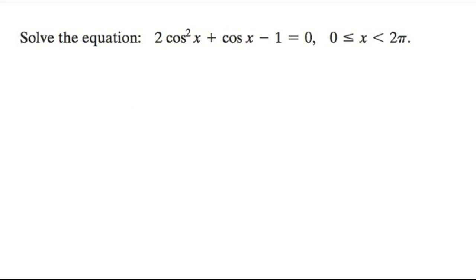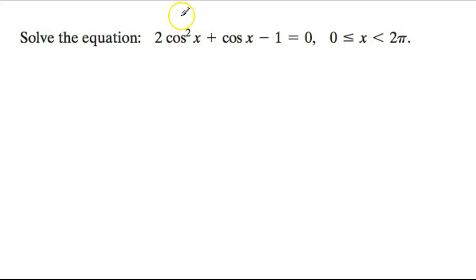Alright, let's look at another type of trigonometric equation. This is a trig equation that's what we call quadratic in form. So it means that it's not a quadratic equation, but the way we solve it is similar to quadratic equations. So what we're going to basically do is a variable substitution.